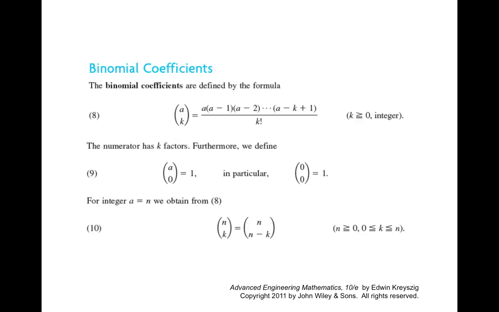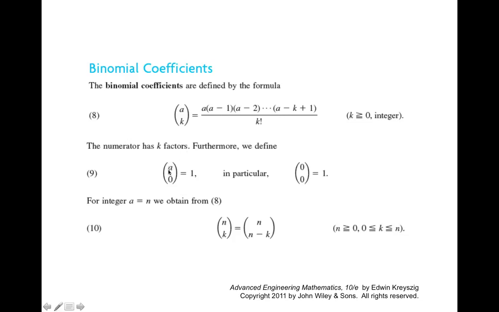Okay, the binomial coefficient. Binomial coefficients are defined by the following formula. So you have parentheses a over k. That's going to be a times a minus 1, a minus 2, and so on, all the way down to a minus k plus 1, over k factorial. And then the numerator is going to have k factors.